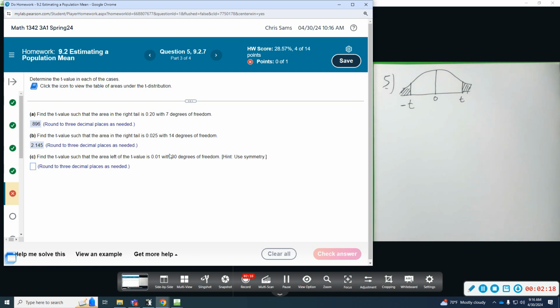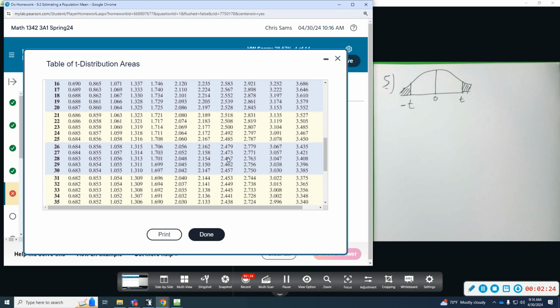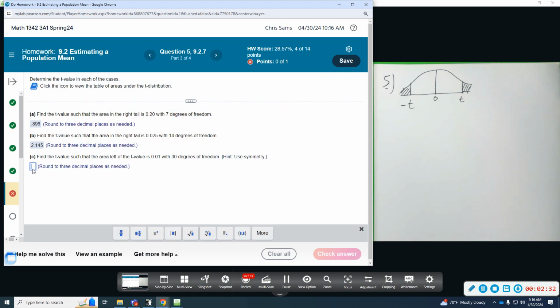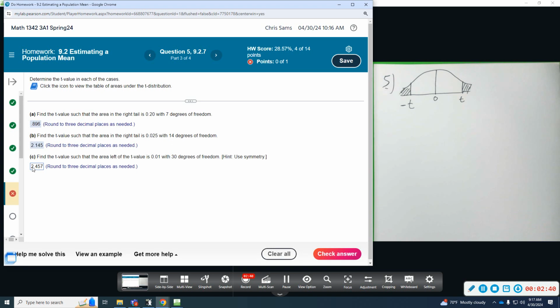So 0.01, 30 degrees of freedom. 2.457. Did I look at the right one? Oh, negative. Sorry, negative 2.457.